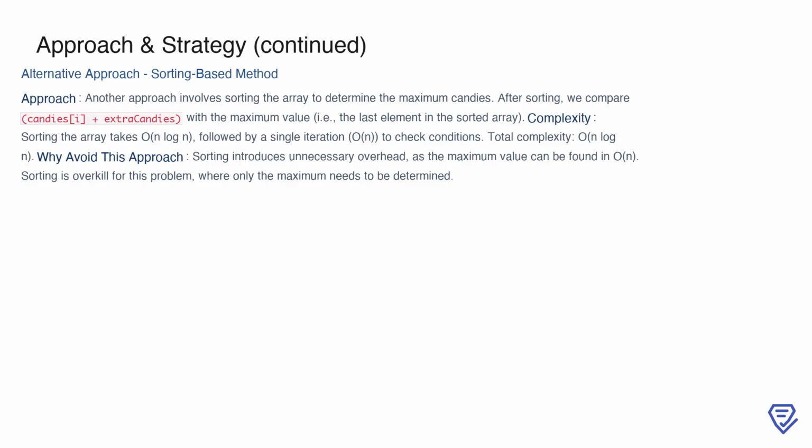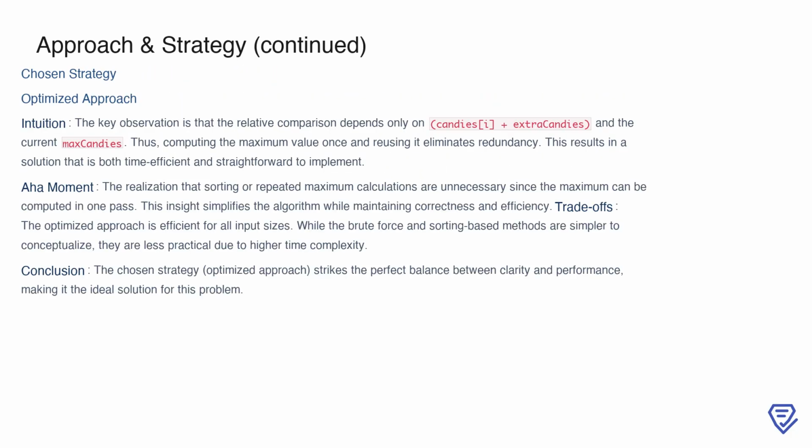While sorting provides a way to find the maximum, it introduces unnecessary overhead because the maximum can be determined much more efficiently in n using a single pass. For this problem, where only the maximum value is needed, sorting is overkill and not the optimal choice. The optimized approach is the most effective strategy for solving this problem.